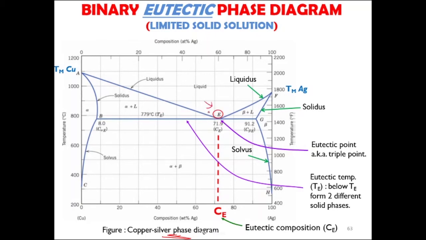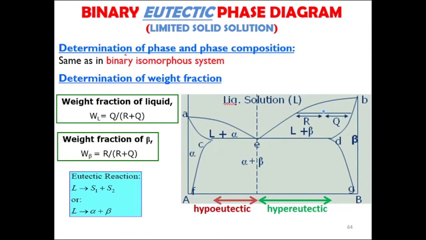The eutectic point is fixed for the copper-silver phase diagram at 71.9 composition of silver. You can check over here. And at a temperature of 780 degrees Celsius. Determination of phase and phase composition for limited solid solution is the same as the binary isomorphous system, where you can use the 5 steps that I have taught you.